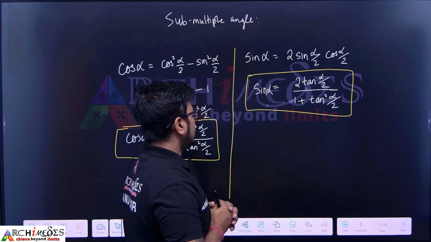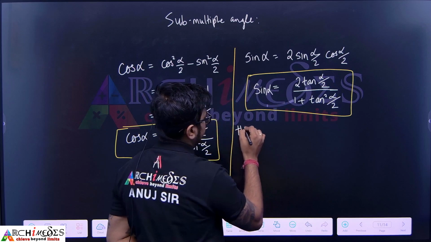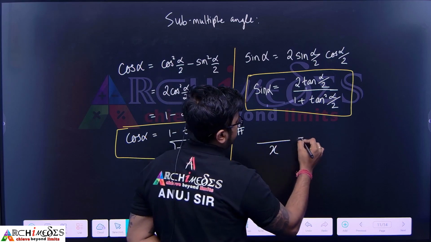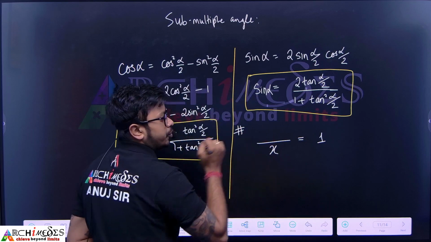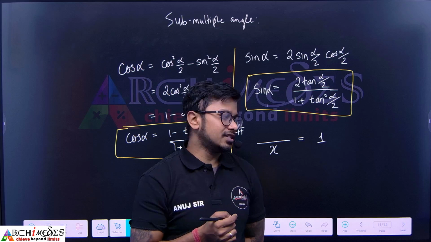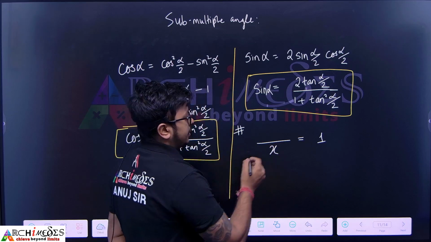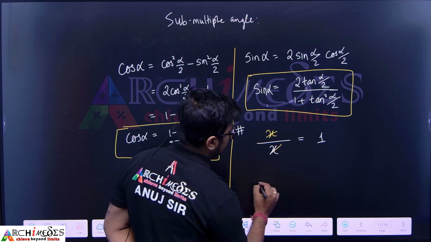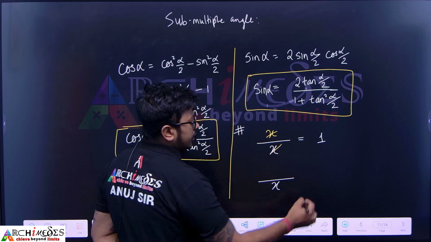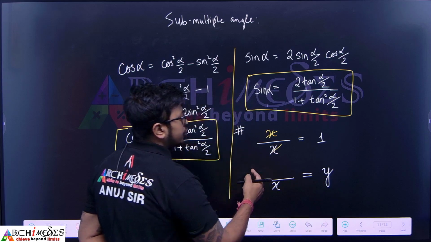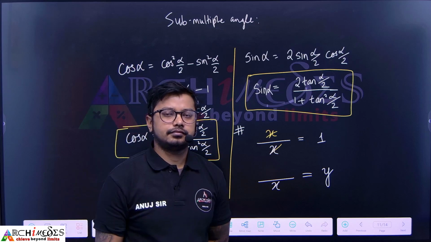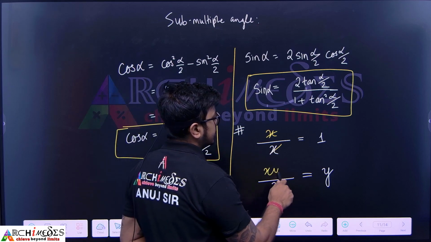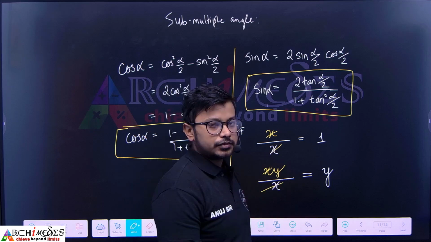Now just tell me, please interact. If this is x in the denominator, what value if you put in the numerator will give you 1? Definitely x. Next, if the denominator is x, what value if you put will give you y? Yes, you have to multiply x into y so that x cancels. So these are quick tips.